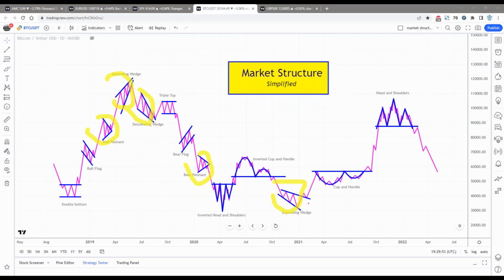And why are we looking for it? Well, let's take a look at this chart here.